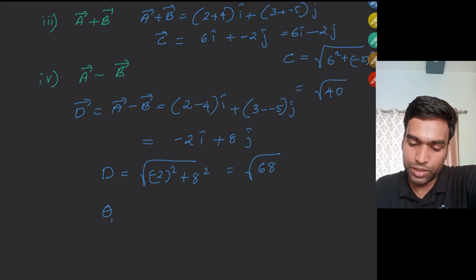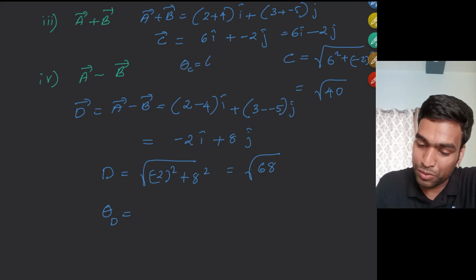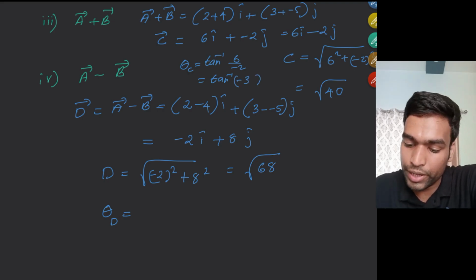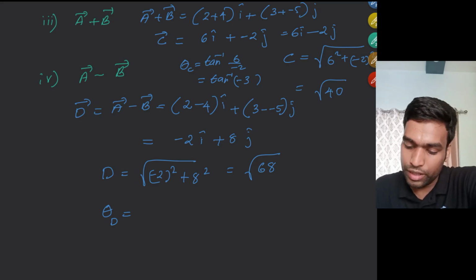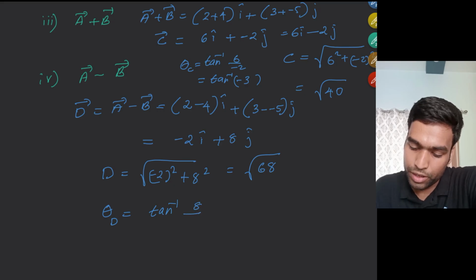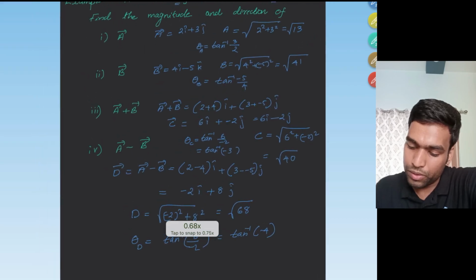And direction I can call theta D. Oh, I forgot to find the direction of a plus b. Sorry for that. That will be theta C equals tan inverse of 6 divided by negative 2, which is tan inverse negative 3. Now theta D, that means the direction of a minus b, is tan inverse 8 divided by negative 2, y component divided by x component, right? So it will be tan inverse negative 4. That's it.